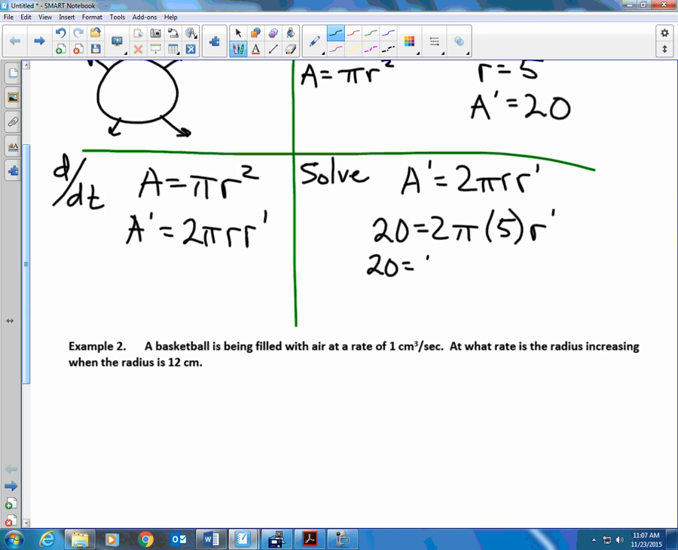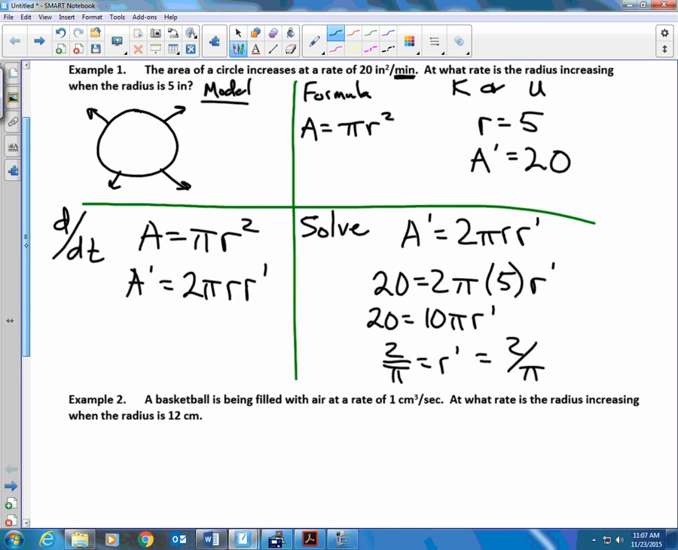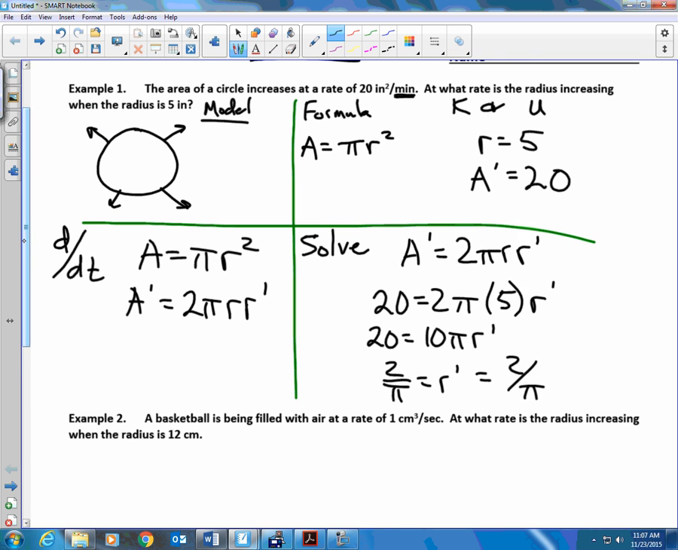20 is equal to 10 pi r prime. Divide both sides by 10 pi. We get 2 over pi equal r prime. Now, it is a rate. Let's make sure we attach the appropriate label. What is the radius measured in? Inches per what? Minute.